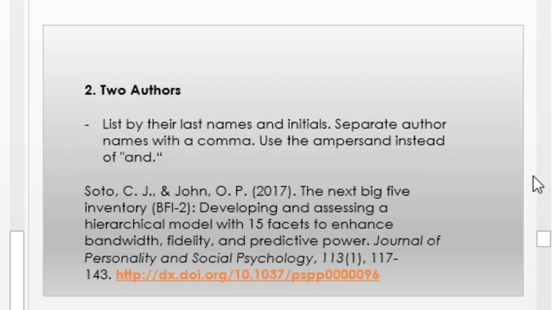And when it comes to two authors, make sure that you use the symbol, not the full word AND. If you look here, there's an ampersand symbol in between those two authors. The rest are still the same. It's just that this one includes the name of the journal volume and also the pages. Volume 113, issue number 1, and the pages are 117-143. That is the page numbers in the journal, and then it includes the DOI.